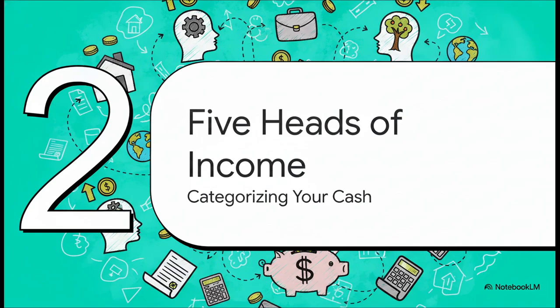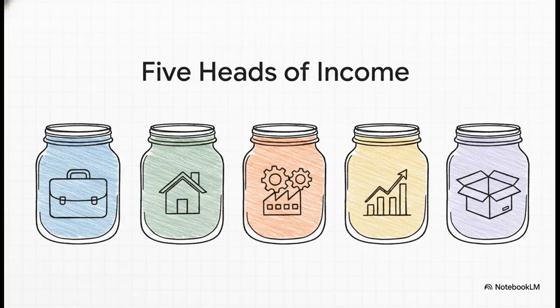Moving on to Part 2, the 5 heads of income, categorizing your cash. Under Section 14, every single rupee you earn has to go into one and strictly only one of 5 specific buckets. First up, income from salaries. This includes your basic pay, allowances, and perquisites. Then, income from house property, which taxes the rent, whether actual or notional, from real estate you own. Third, profits and gains of business or profession. Fourth is capital gains. That's the profit you make selling assets like property or shares. And then we have the 5th head.